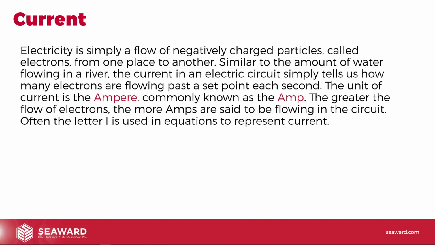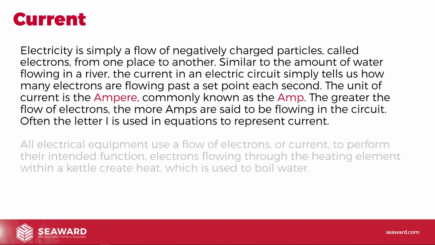Okay, so the first one we're going to look at is current. Electricity is simply a flow of negatively charged particles called electrons from one place to another. Similar to the amount of water flowing in a river, the current of an electrical circuit simply tells us how many electrons are flowing past a set point each second. The unit of current is the ampere, commonly known as the amp. The greater the flow of electrons, the more amps are said to be flowing in the circuit. Often the letter I is used in equations to represent current.